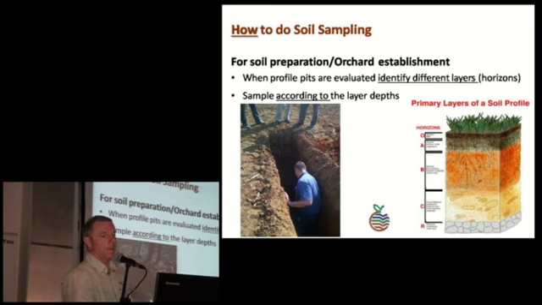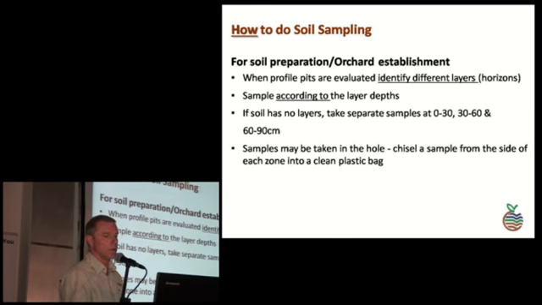And then it's very important to mark those depths. If the soil is very homogeneous, if you think of a Hutton soil, and you don't see clearly defined layers, then take the samples at 3 depths. If you're going to prepare down to 90 centimeters, then sample down to 90 centimeters. But generally, up to 60 centimeters should be fine.